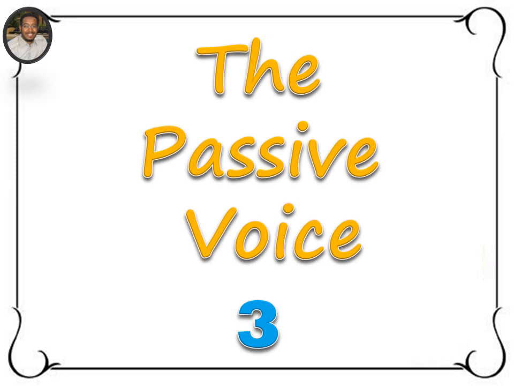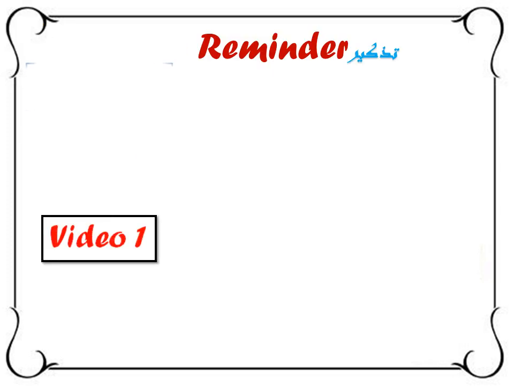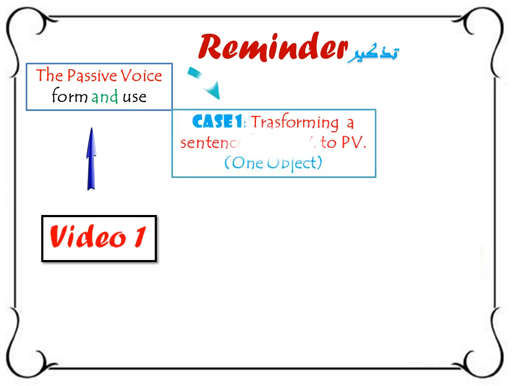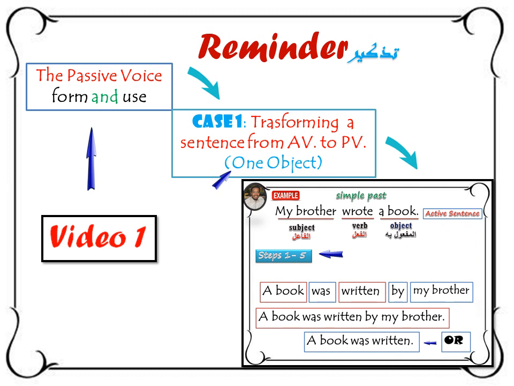Today's focus is grammar and our topic is the passive voice, part 3. A quick reminder before we start. In the first video, we saw a brief introduction of the form and use of the passive voice. And we dealt with case number 1 on transforming sentences from active voice to passive voice, sentences in which we have one object. And we saw all the steps necessary to transform these sentences.